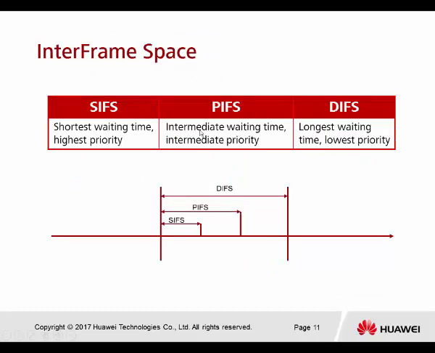Then the next one, the interframe space. We have SIFS, PIFS, and also DIFS. They have different waiting times and priorities. Of course, the shortest waiting time has the highest priority.